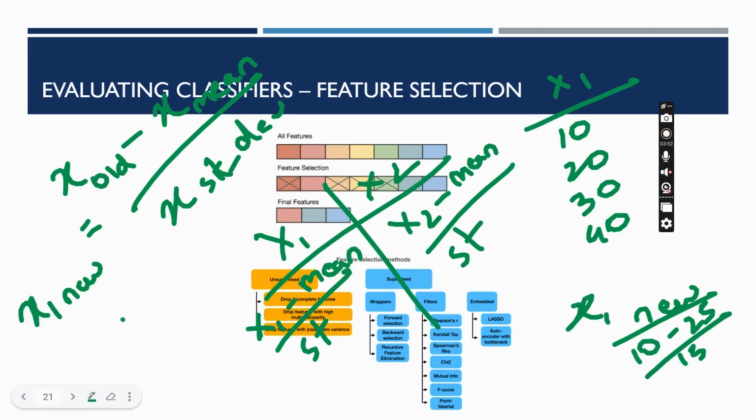It will give you data with mean 0 and standard deviation of 1. So your data will be in a very small range, and this is also possible to perform in Python, which we will see in the coming exercise.